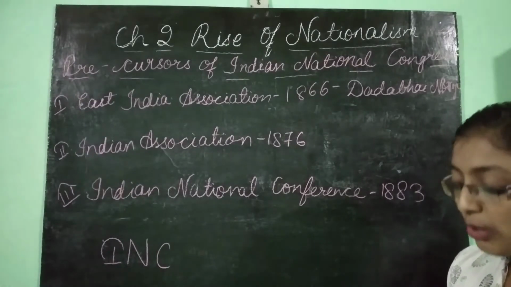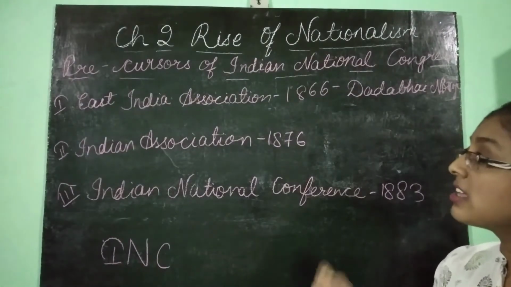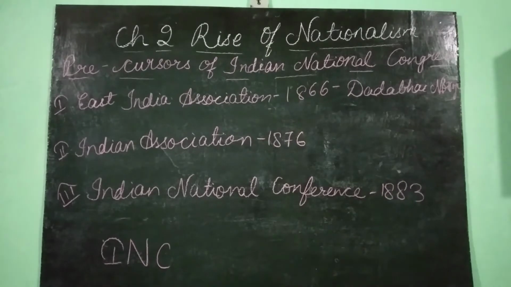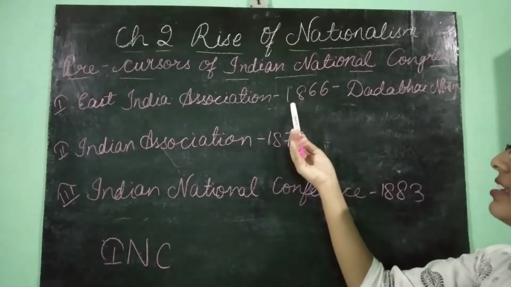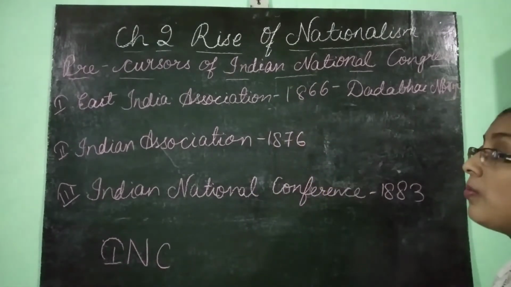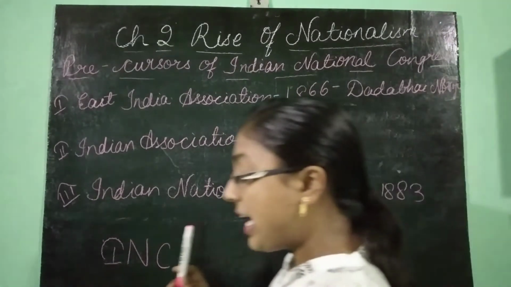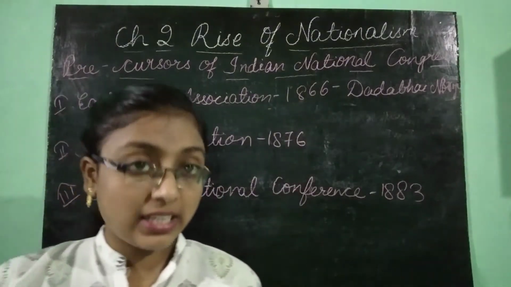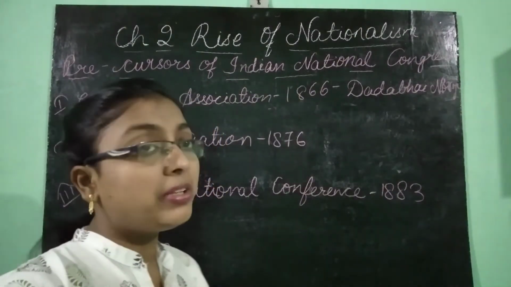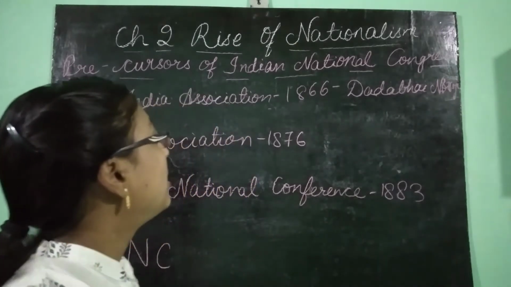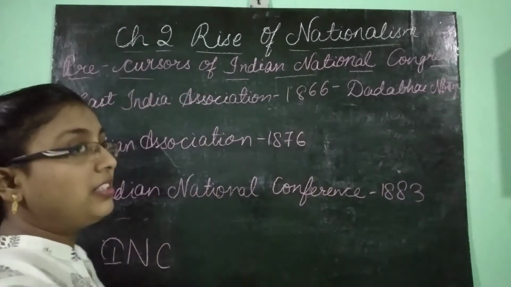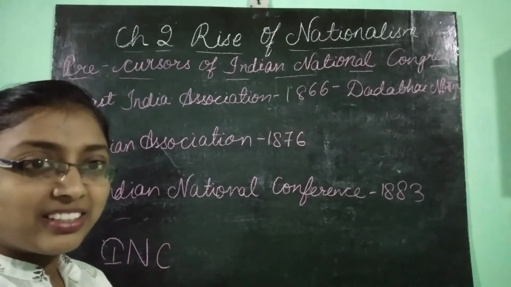Now you have to remember the dates or the years when these associations were formed. The East India Association was formed in the year 1866. Because they can come in the exams, I am telling you to remember them. So how will you remember the date? Should I give you a trick?